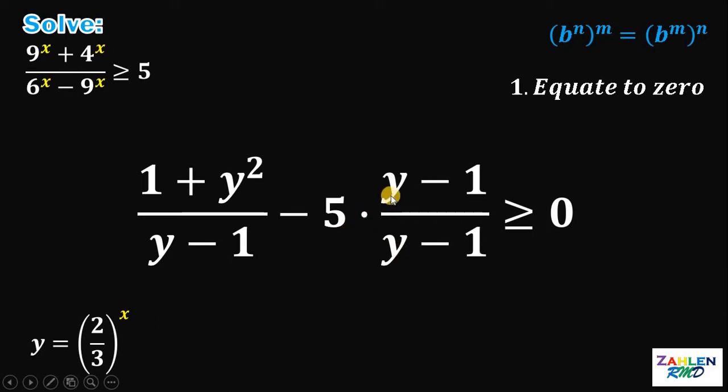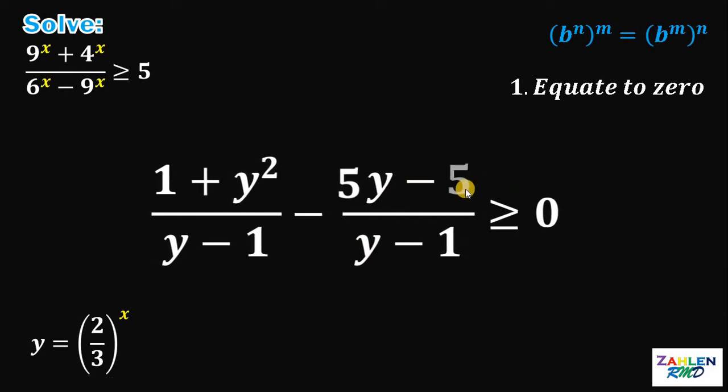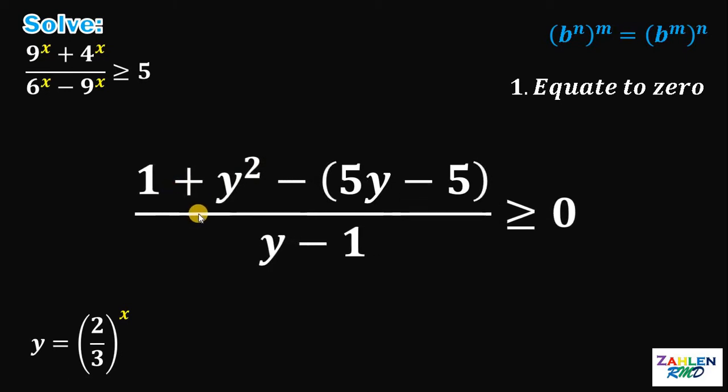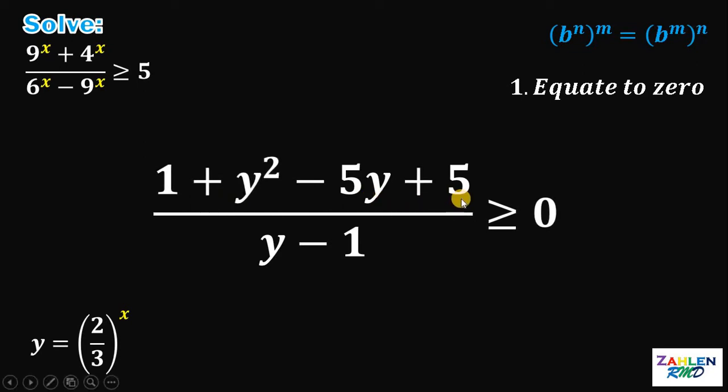Now, 5 times y minus 1 is just 5y minus 5. Now, since we have the same denominator, we can now easily subtract these two terms. To do that, let's subtract their numerators and then copy the denominator. So this will give us 1 plus y squared minus the quantity of 5y minus 5 all over y minus 1. Now, let's simplify. Let's distribute this negative sign to the parentheses. So this will give us 1 plus y squared minus 5y plus 5.